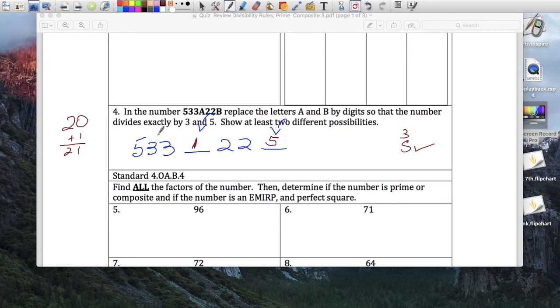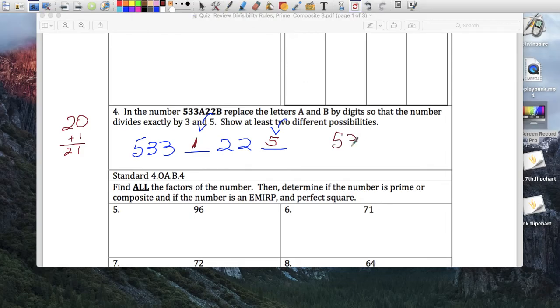Let's check again. 5 and 3 is 8, plus 3 is 11, plus 1 is 12, 13, 14, 15, 16, and 16 plus 5 is 21. And 21 is divisible by 3. So this number right now is divisible by 3 and by 5. So that's one possibility. Let's do another one.